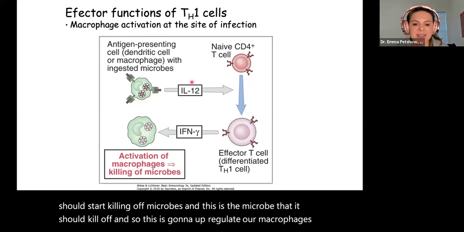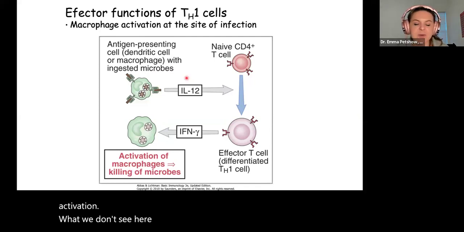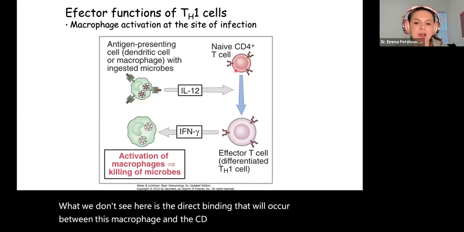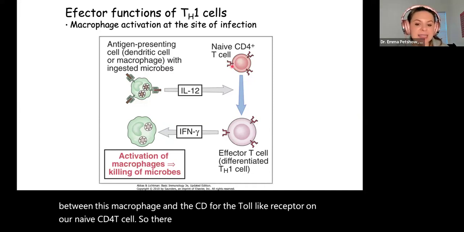What we don't see here is the direct binding that will occur between this macrophage and the toll-like receptor on our naive CD4 T cell. So there will be direct binding besides this chemical stimulation as well.